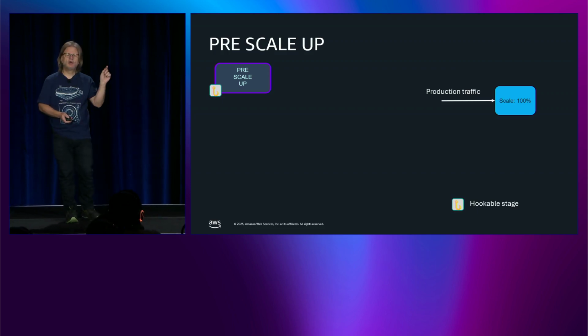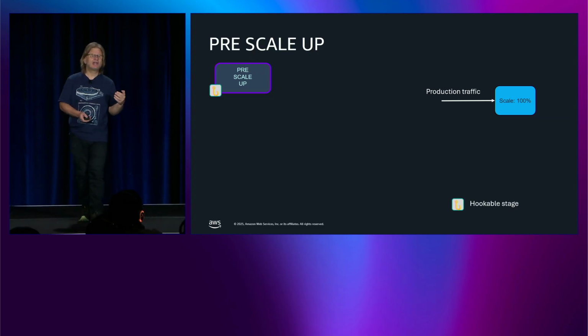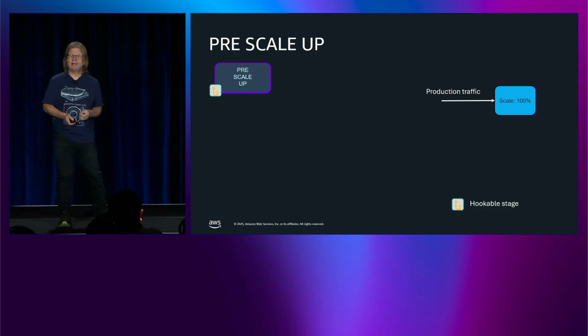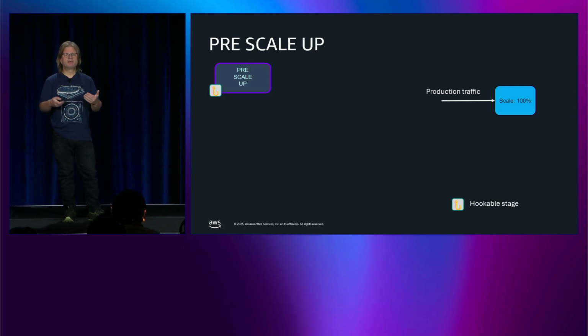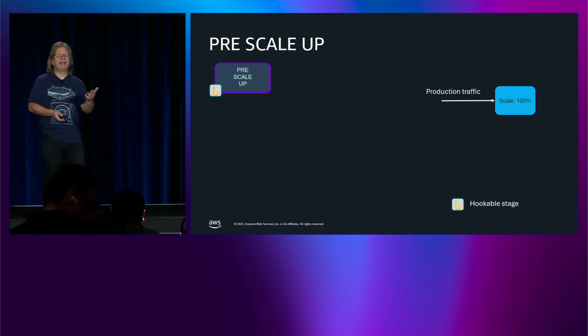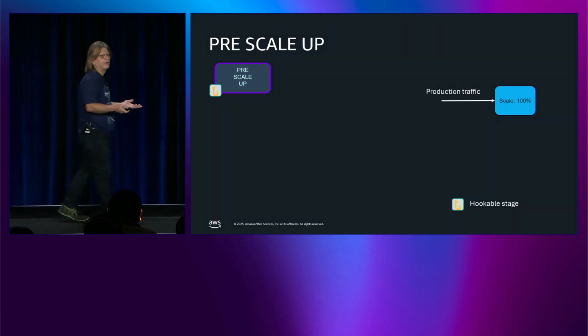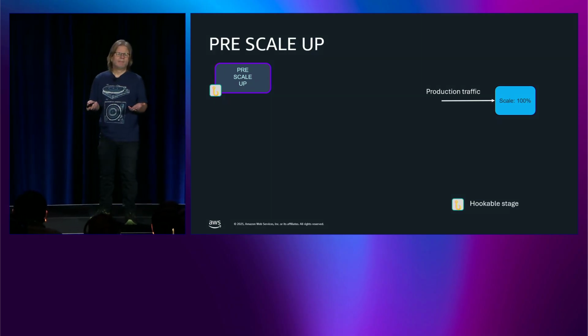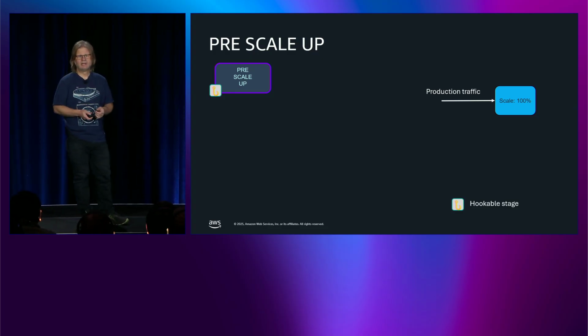Now you'll see there's a little hook icon on the side there. That denotes that this is a hookable stage, which means you can attach a lifecycle hook to it. With lifecycle hooks, you can run your own custom logic in a Lambda function, and you can use that to perform tests or checks to determine whether you want that stage to succeed and proceed to the next stage, or whether you want to force a rollback. In this example, before you scale up the green environment, you might want to run some kind of admission control check where you might ask, for example, is this container image coming from a trusted repo?